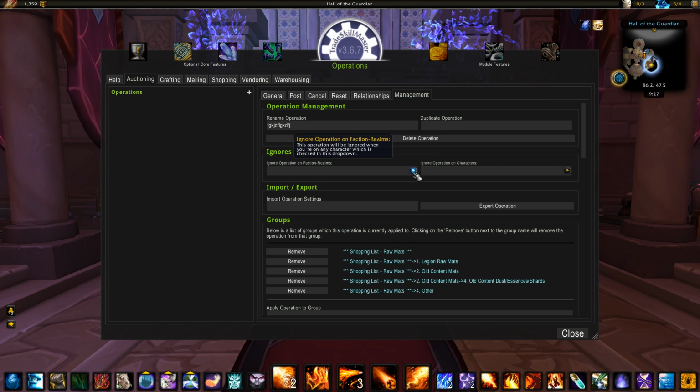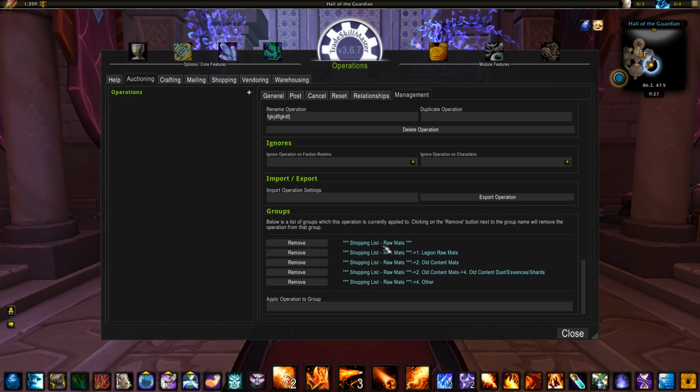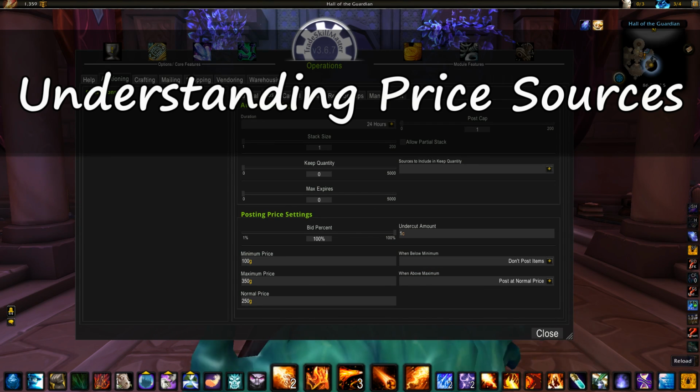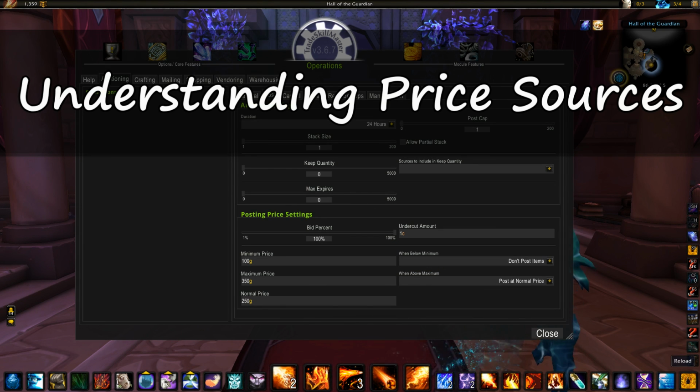If you want to ignore certain servers or certain characters, you can put that in there, and then it'll also show you a list of all of the groups that are using this specific operation that you're looking at right now. Okay, so now we're ready to start getting into some custom prices.